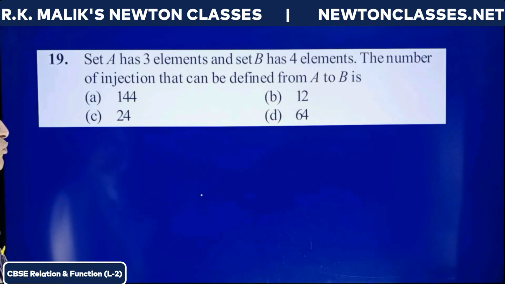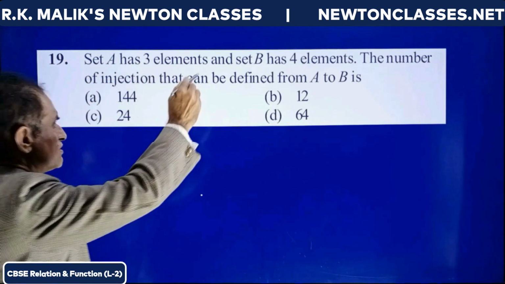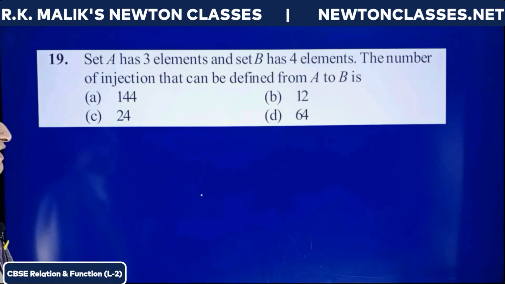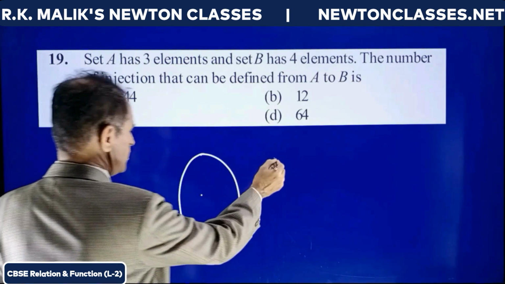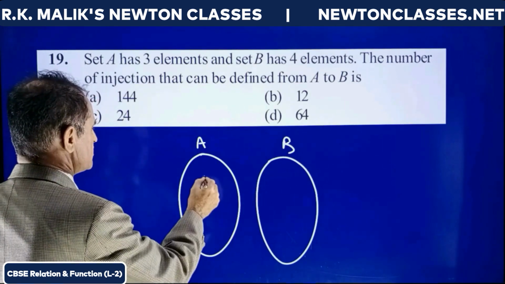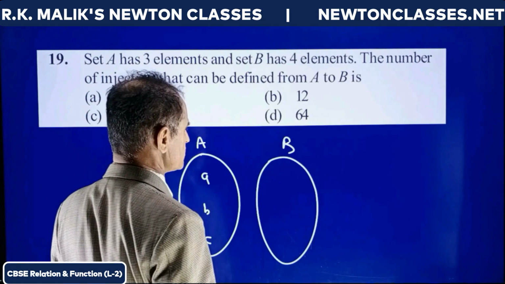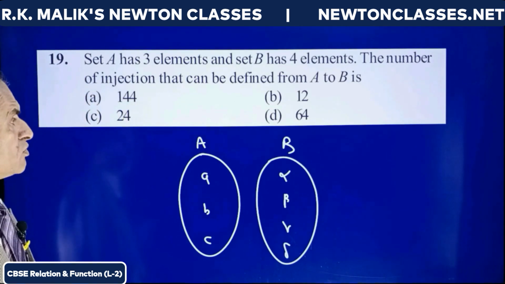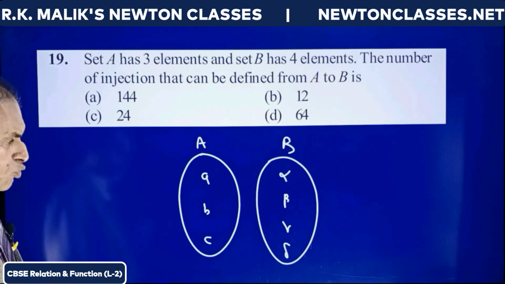Again, it is simplest to do this question with the help of an arrow diagram. In this question, it is given that the set A has 3 elements, the set B has 4 elements. The number of injections that can be defined from A to B is, suppose this is the set A, suppose this is the set B, and A has 3 elements, say a, b and c, and B has 4 elements, say those are alpha, beta, gamma and delta. You have to find the number of injections that can be defined from A to B.